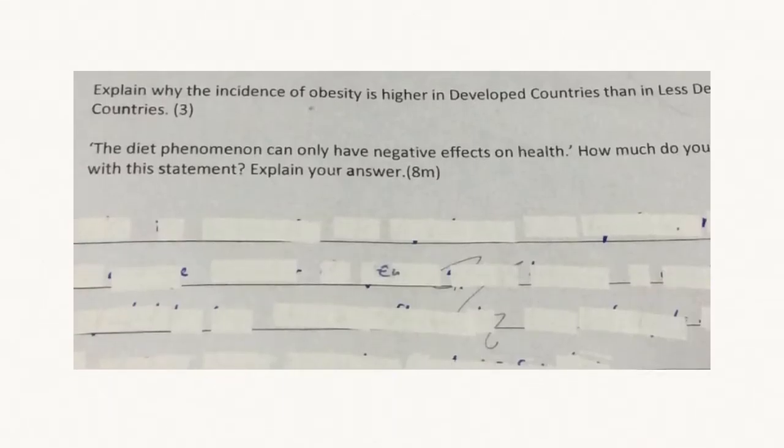Now for question 4, the question is the diet phenomena can only have negative effects on health. How much do you agree with this statement, and explain your answer? Like all open-ended questions, we require you to first talk about the given factor, give a clear explanation of the given factor, then give a contrast factor before concluding, and make sure that conclusion actually ties in with your initial stand. So first and foremost, you have to take a stand. How much do you agree with this statement? Do you agree a lot with it, or do you only agree with a small extent? EXTENT, please do not write EXTEND. I still have several students who commit this error.